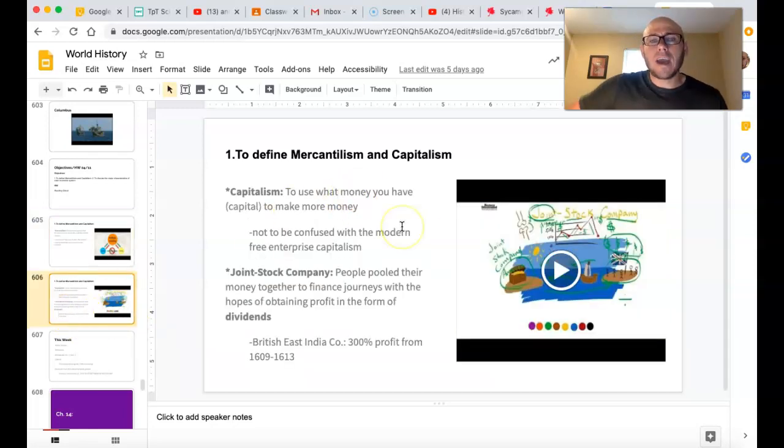Another thing worth noting is capitalism, the joint stock company system. We think of capitalism today as an economic system where you own capital, and you use that to make more money.